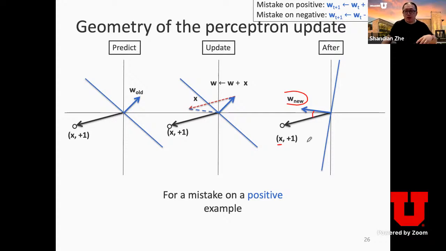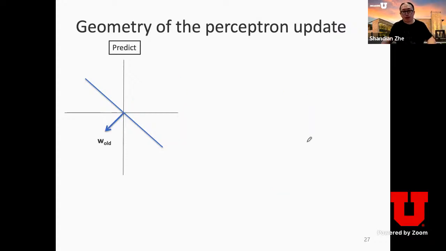In practice, it might not be guaranteed, right? Just using one update can correct a mistake, but you can do it multiple times when we go through the whole data set, multiple passes. So this is the illustration for the perceptron update on a positive example. Let us look at the case of a negative example.